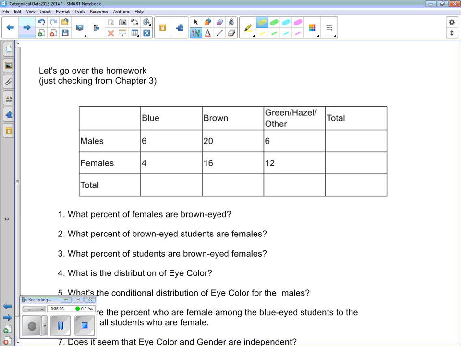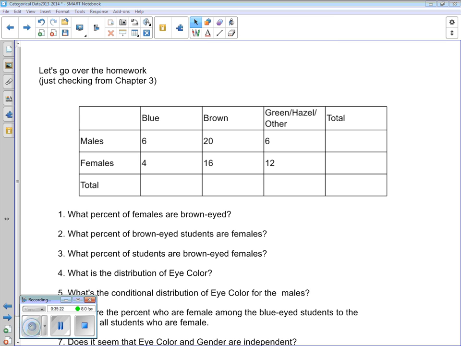Okay, I'd like to go ahead and look at the just checking now. Okay, so I'm going to turn the light on. I'd like to go back to the just checking from the homework, and let's actually make sure we can answer them properly, because so many people had questions on it.